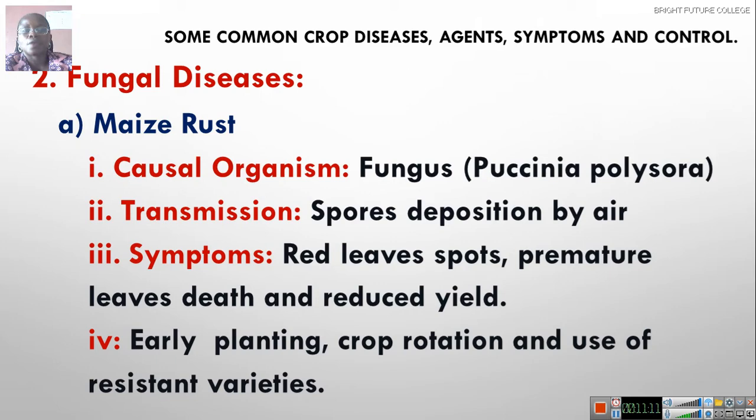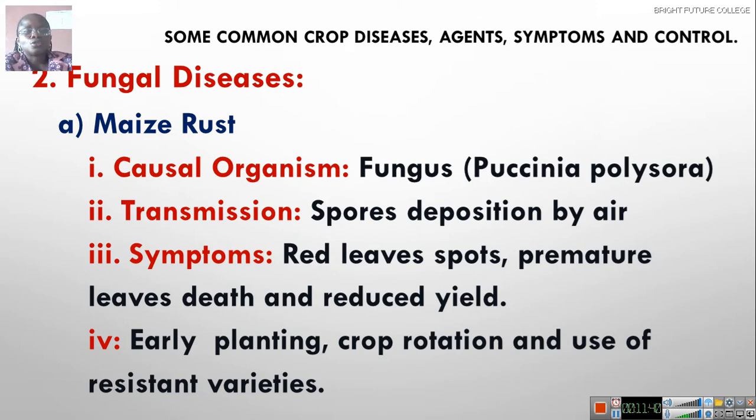Now let's look at how the disease is transmitted. It's through spore deposition by air. That means it's carried by air through spores. And what are the symptoms of this disease, maize rust? You will see red leaf spots. You see premature leaf drying, and the yield of the crop will reduce.